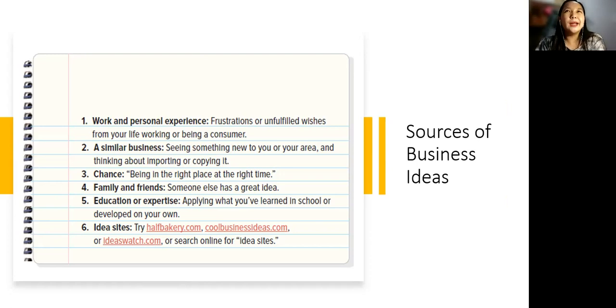Okay. Parang nagkataon lang na you are an entrepreneur by accident. Okay. For his family and friends, someone else has a great idea na hindi naman nila gustong i-push, pero that is a great idea for you, so you push it. Okay. 5 is education or expertise, applying what you've learned in school or developed on your own. Syempre, through this one, maybe you can develop because of these lessons, ganyan, natutunan mo, ganyan.